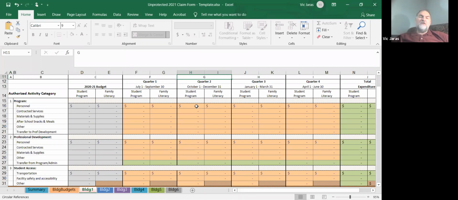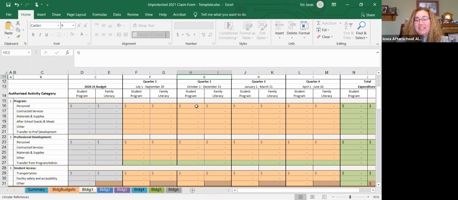So are there any questions about the budget or the spreadsheet or anything else in the program that you'd like to ask? You might have to unmute your mic, or you can type it in the chat. Some people are bashful about speaking in an online forum like this, and that's okay. You can always type it in the chat.